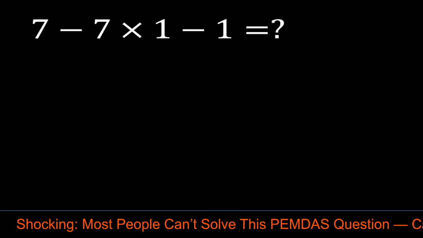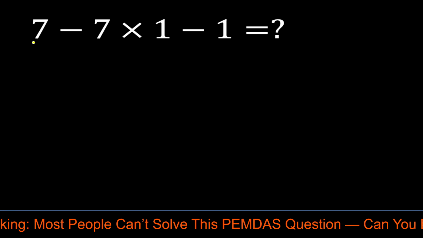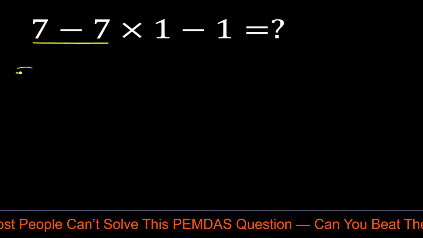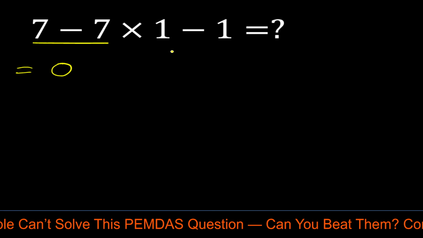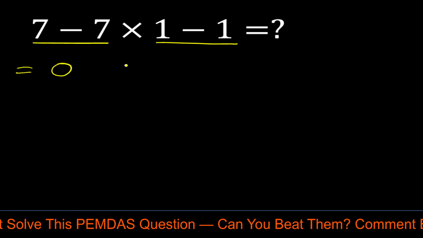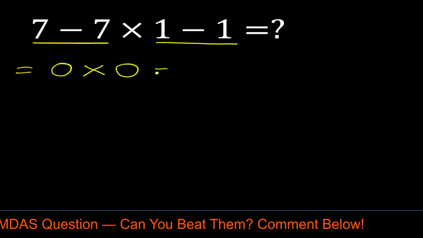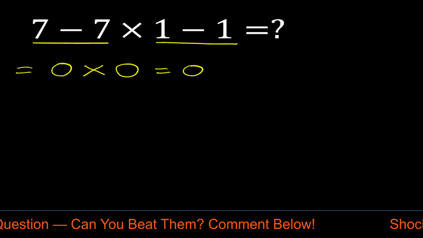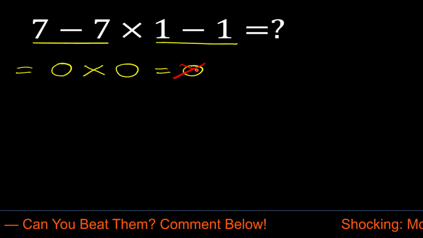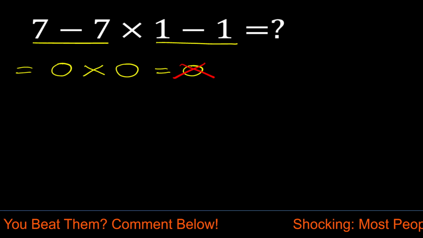So most people solve this question like 7 minus 7. So 7 minus 7 is equal to 0, right? Then 1 minus 1. So 1 minus 1 is also equal to 0. Now 0 times 0. So 0 times 0 is equal to 0, right? But this answer is not correct. This answer is completely wrong.